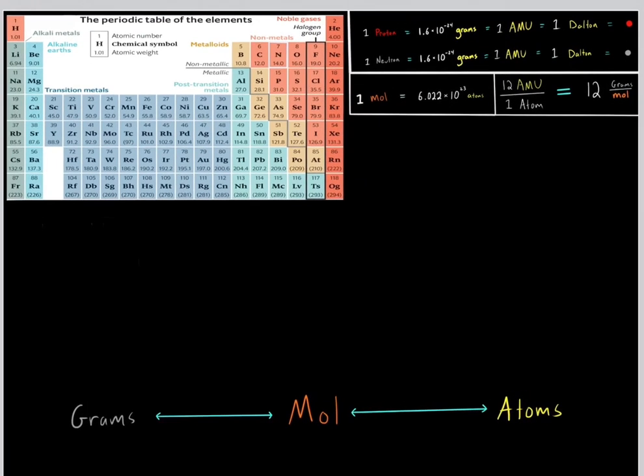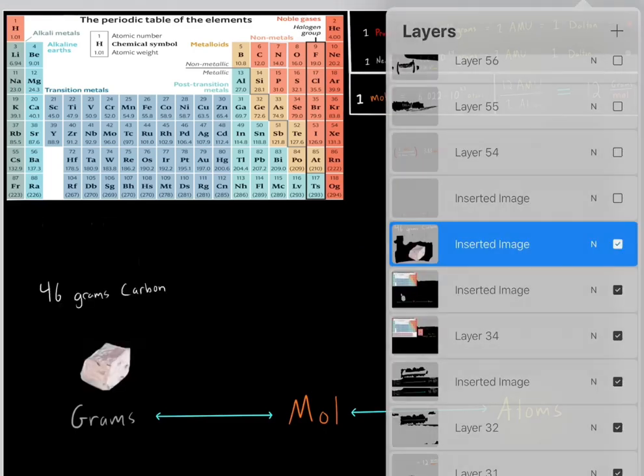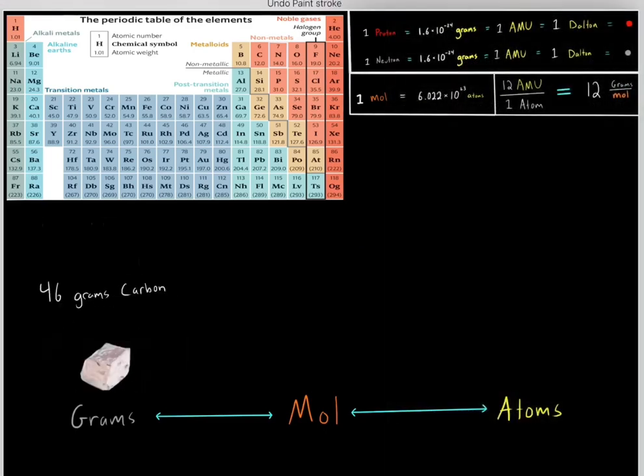So if you're taking a chemistry class, or if you're taking the MCAT, there's a common question that's asked in chemistry classes, and you'll see in college, where you have the number of grams of something, so then you need to find the number of moles, or the number of atoms. For example, let's say you have a chunk of carbon. Let's say you have 46 grams of carbon, and you're asked to find out how many moles of carbon you have. If you have this 46 grams of carbon, how many moles of carbon atoms do you have?